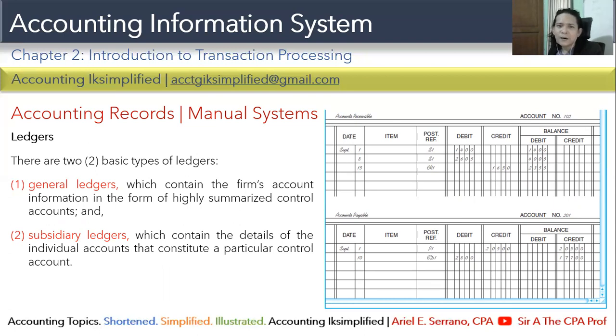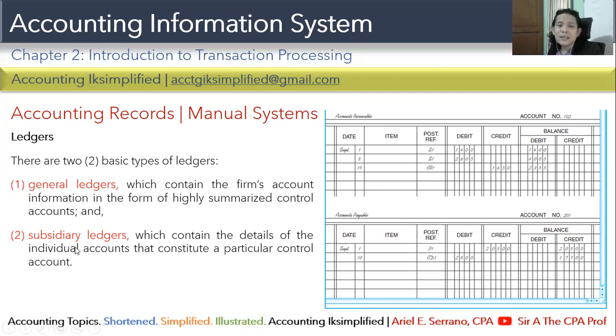Kasi let's say, di ba, ang general ledger, makikita natin dyan yung mga summary balances ng mga accounts from cash to accounts receivable to prepaid expenses to property and equipment types of accounts, no? And then papunta sa liability, ito yung aking accounts payable. Ito yung aking unearned revenue at marami pa pong iba.